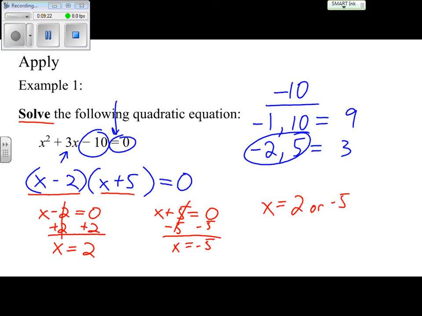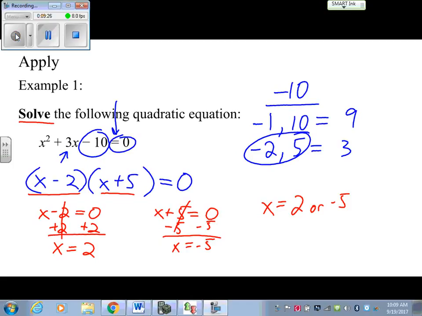Now, I can, of course, check these by going back to the original equation and plugging them in. So for our check, we will simply go back to this original equation and plug in our values. So we had x squared. Well, what is x? Let's start with 2. We have 2 squared plus 3 times x. Again, x is 2, and then we have minus 10. And all of that should equal 0.